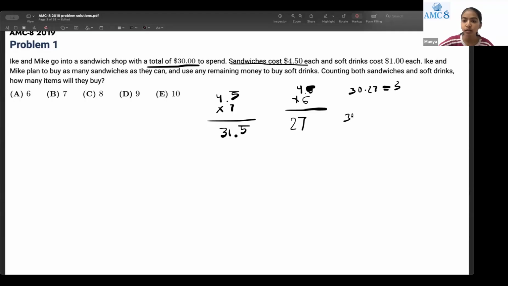Since we know that the soft drinks cost $1 each, we can do 3 divided by 1, which is equal to 3. So in total, they can buy 6 sandwiches plus 3 soft drinks, and 6 plus 3 is equal to 9. And that's how we got our answer choice D.